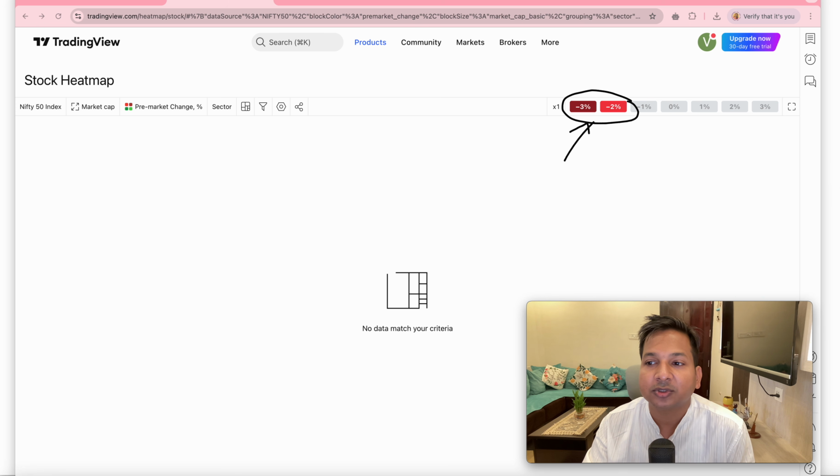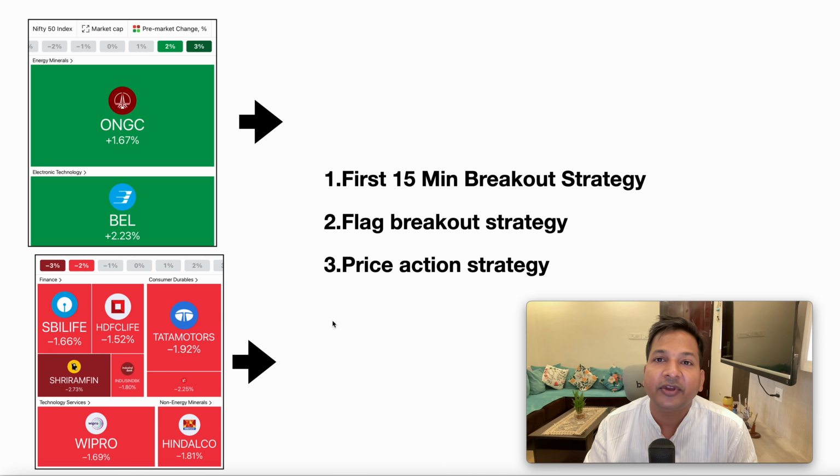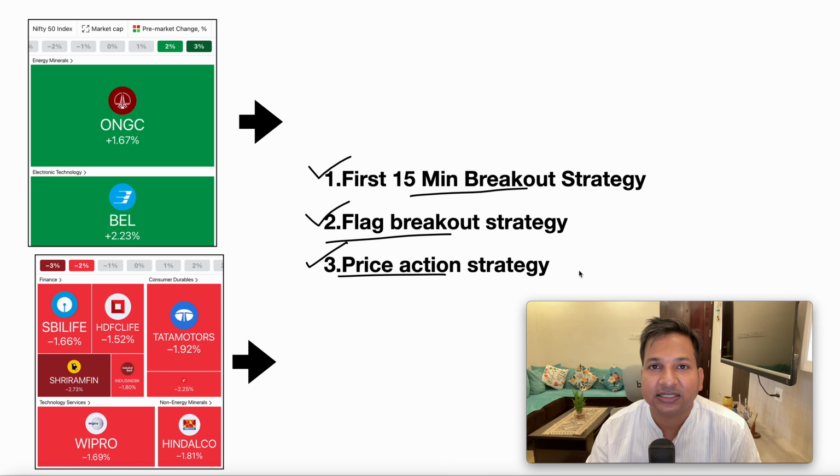So here also some stocks will be shown when the market is bearish, and that day you have to trade in those stocks. Okay, now we have found the stock. Now our third problem is which strategy to use, or how to trade those stocks. For that I am going to show you three simple strategies. First is the first 15-minute breakout strategy, then the flag breakout strategy, and third is the price action strategy.